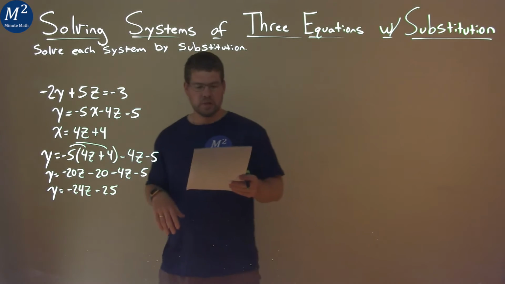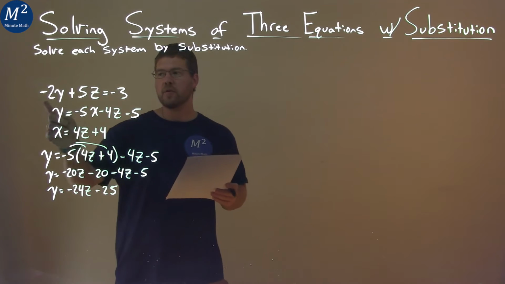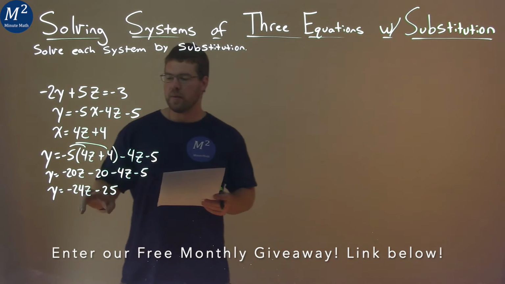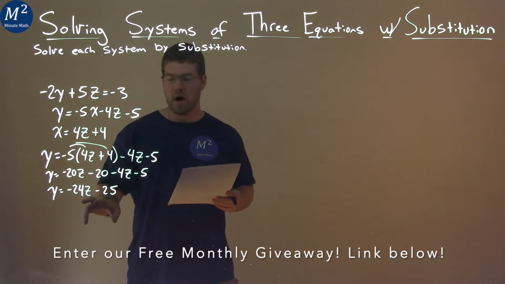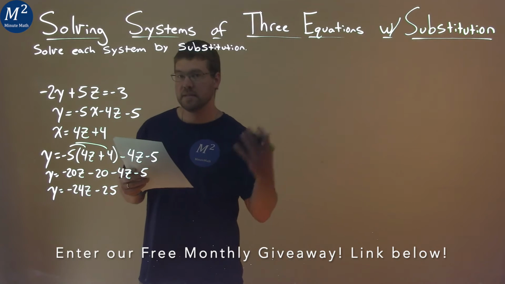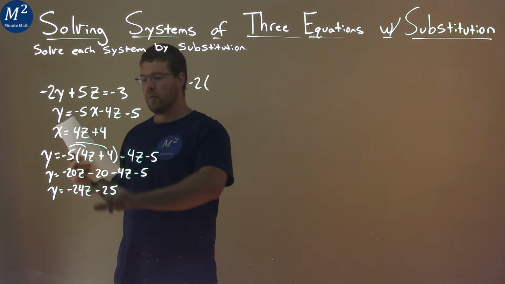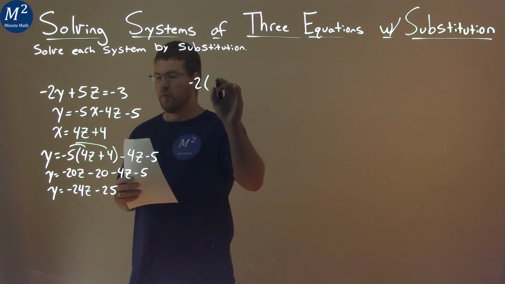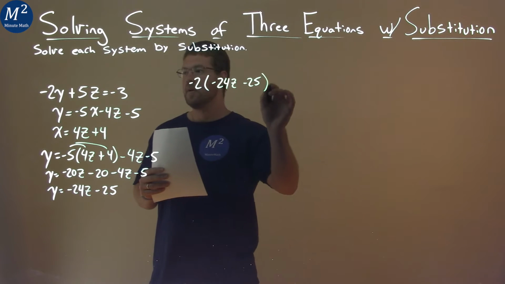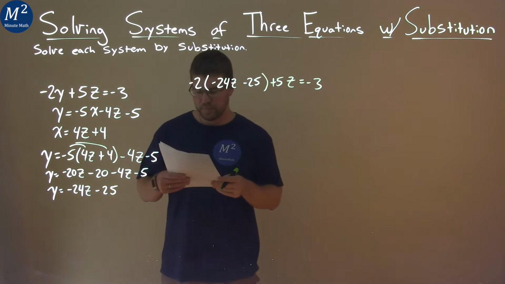So now we have y in terms of z, but where can we go from here? Our first equation has only two variables, y and z. So I'm going to take this equation for y and plug it in here, and that will get us an equation with only z's. So we take negative 2, and instead of y, we put in negative 24z minus 25, and then we have plus 5z equals negative 3.